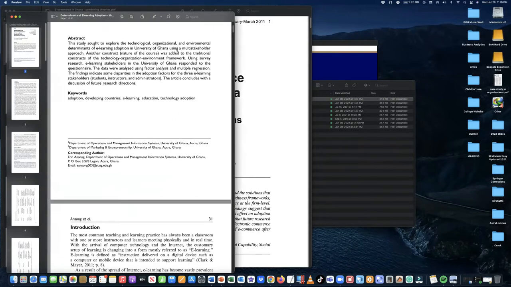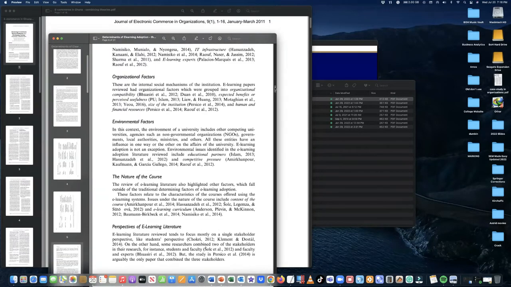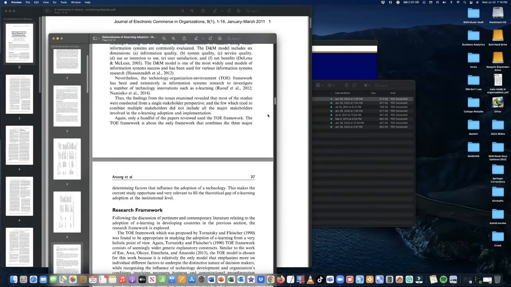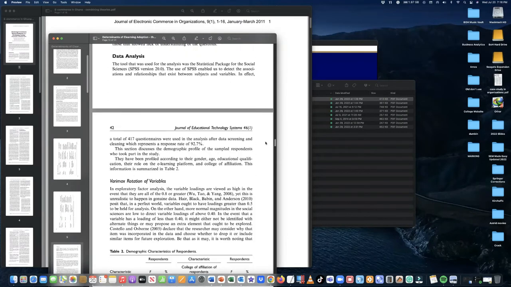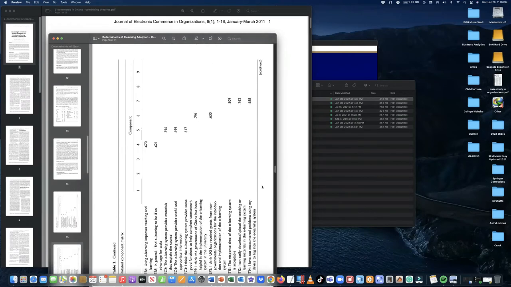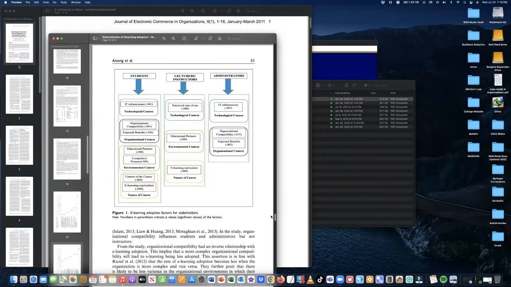So from a multi-stakeholder perspective, we looked at the technological, organizational and environmental contexts. Let me just show you. I think the multi-stakeholder angle is what makes it interesting. Different stakeholders were contacted. Some studies just look at what the students see, others just look at what the institutions or the lecturers see. But this one combines students, lecturers, and even administrators. So some of the variables are not for lecturers or even for students. So look at this.